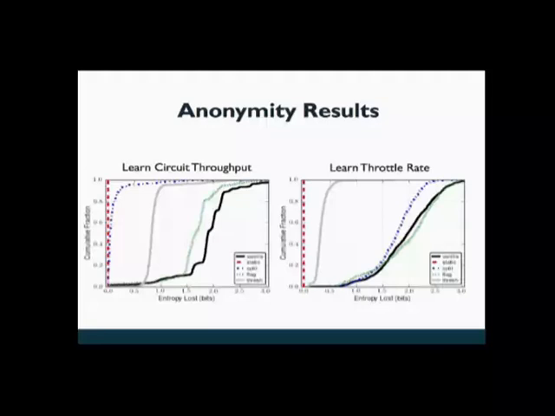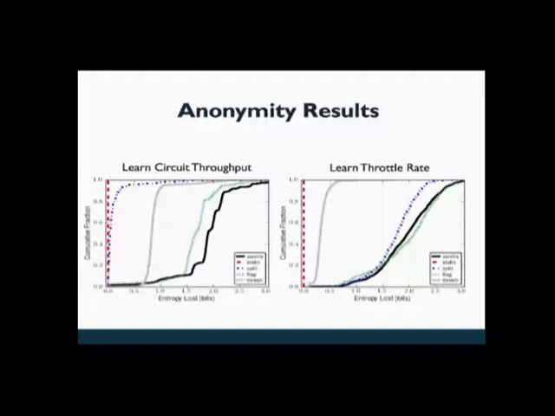We can see that static throttling, the red line, performs the best because all of the connections look exactly the same, so you leak the least amount of information. And at worst, the throttling algorithms perform about the same as vanilla Tor. But in general, they perform slightly better.